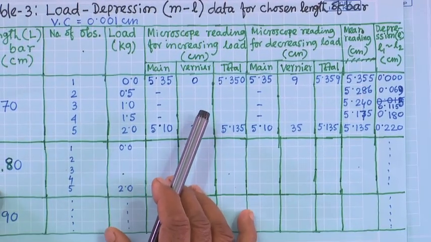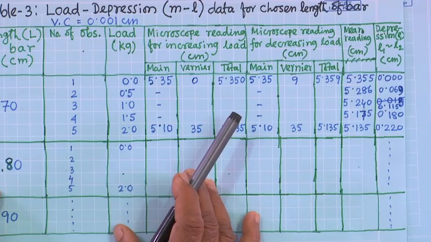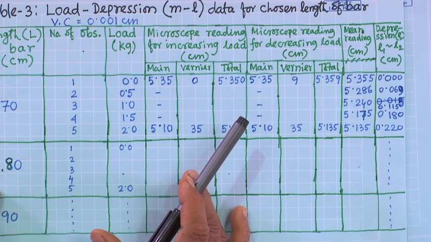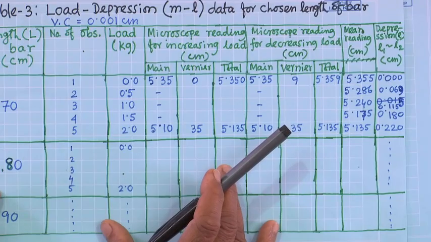If you use the graphical method, you need at least 4 to 6 readings. So, in our laboratory we have taken 5 masses. The number of observations for each length is 5: 1, 2, 3, 4, 5. For each observation we take the reading of the depression, small l, for different masses.